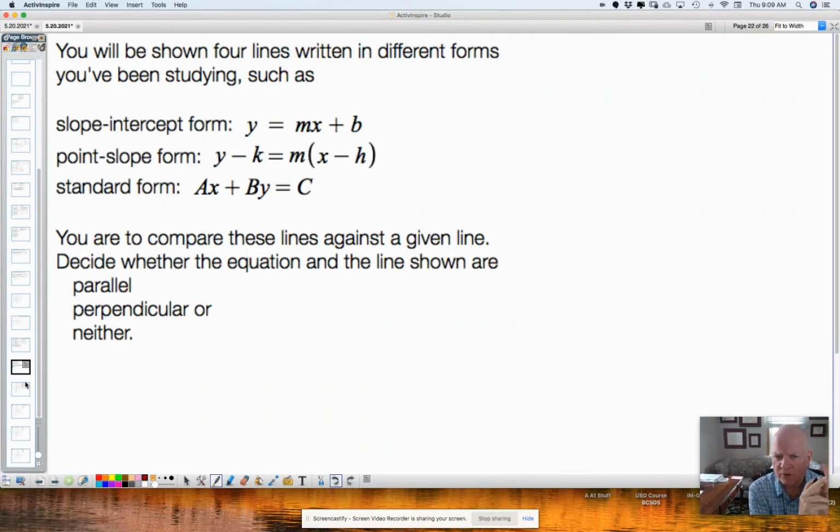You may recall we've used the slope-intercept form, the point-slope form, and standard form. And in standard form, we can find the slope is equal to negative a over b. And let me show you why that is. I probably should show you why that is.